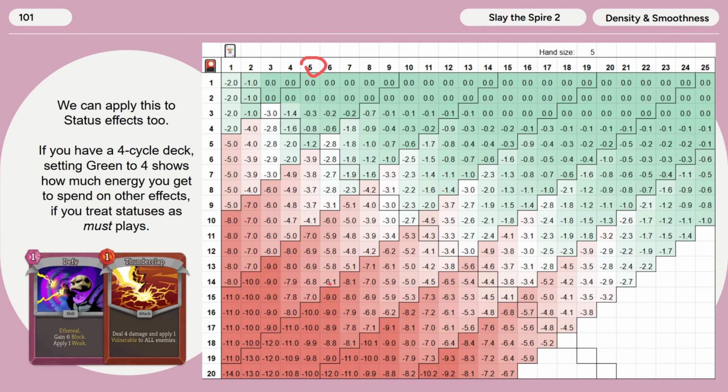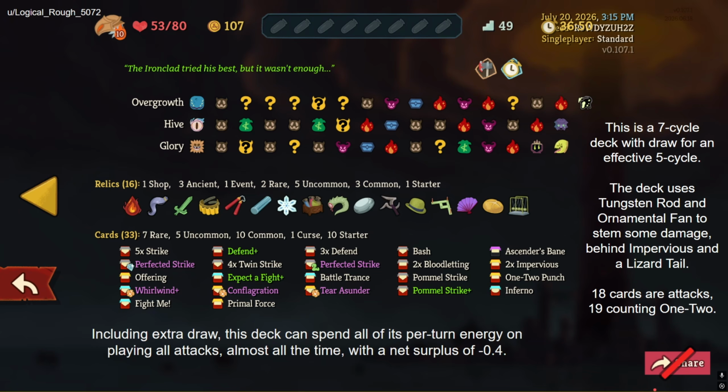Let's look a little bit closer there. With about 5 in a 5, you get to spend 10 energy on non-status effects. That of course completely checks out, because if we want Weak to be applied for 4 turns in a row and we have 4 copies of Defy, we need to play all 4 copies of Defy to maintain that Weak on every single turn.